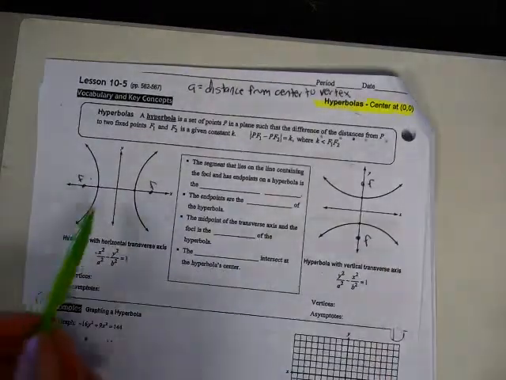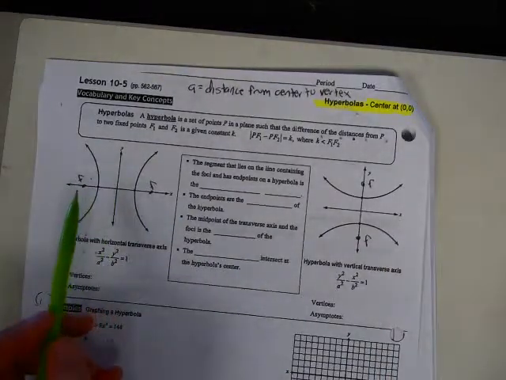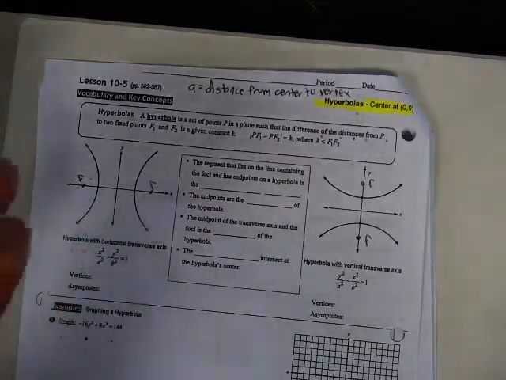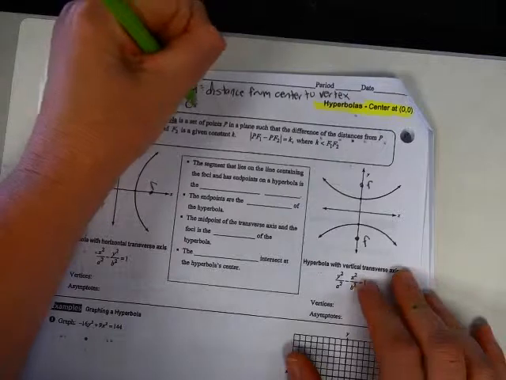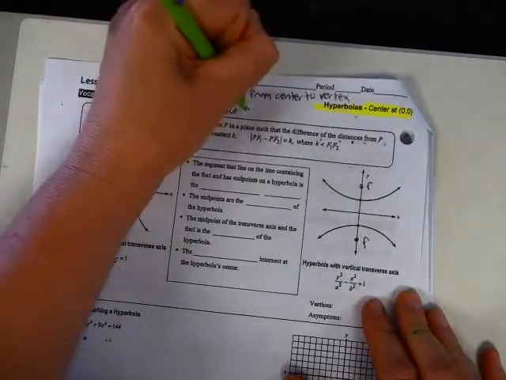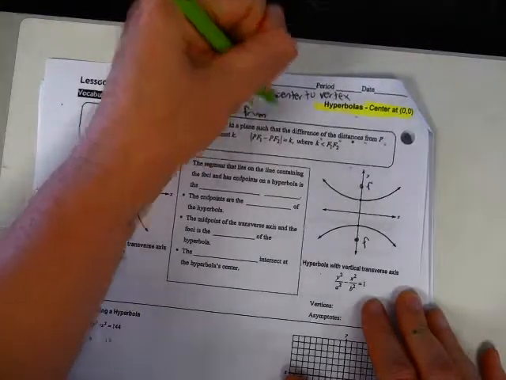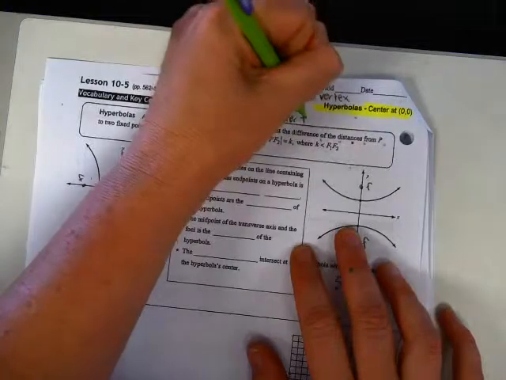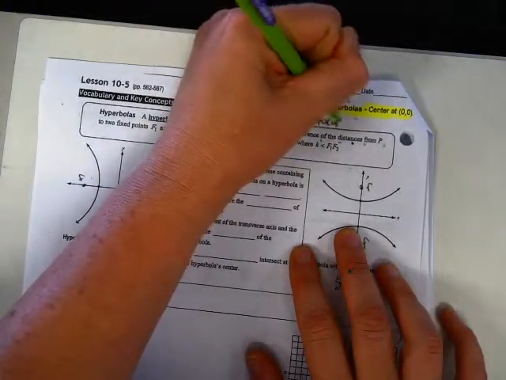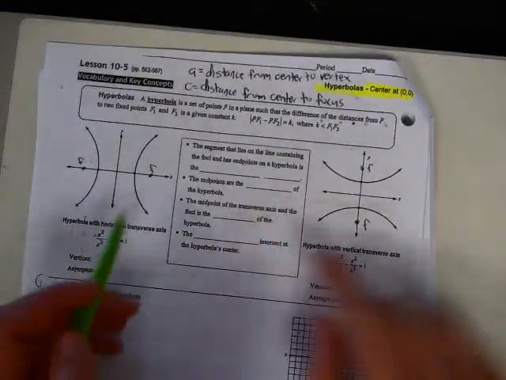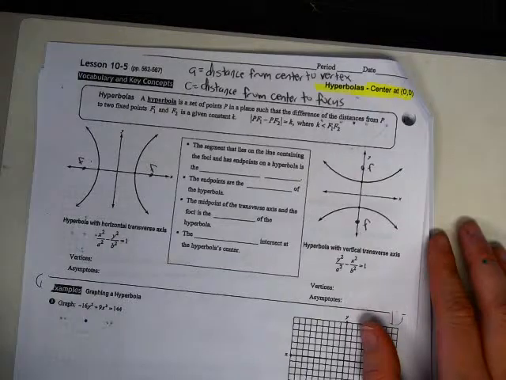So the distance from center to focus is called C. It's the same as we've been doing. So C equals distance from center to focus. Okay, so let's start filling out this table and fill in the picture a little bit.